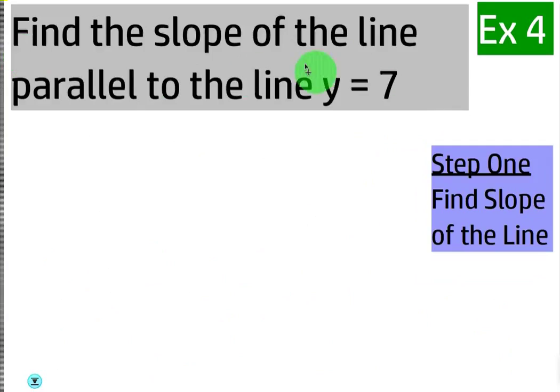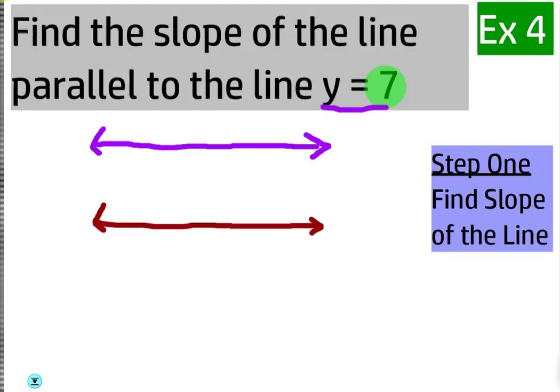Example 4, find the slope of the line parallel to the line y equals 7. We've talked about this so much by now that we should be able to jump straight into what's going on here. A line y equals 7 is horizontal. If I were to sketch that line, whoops, that wasn't very straight. It would look like this. So if our line is parallel to that, then our line might look something like this.